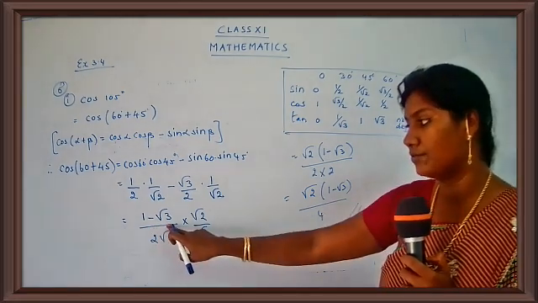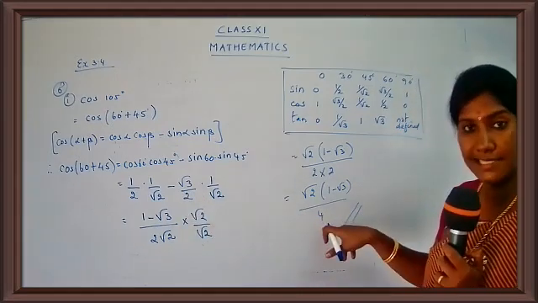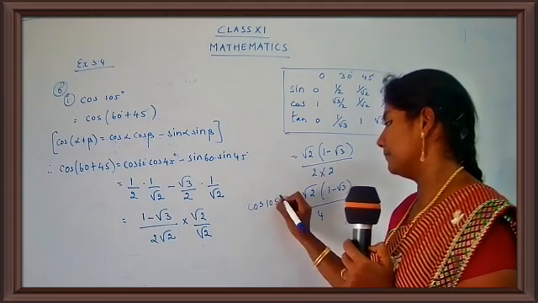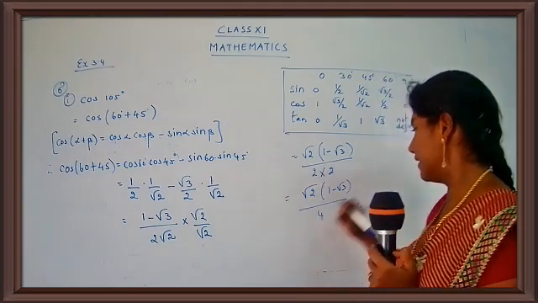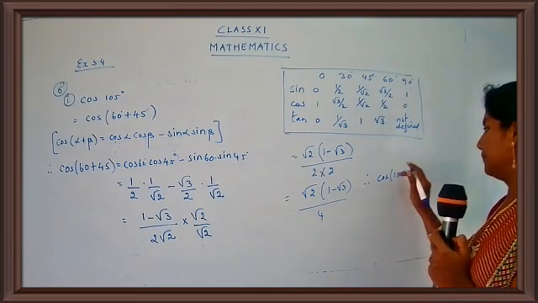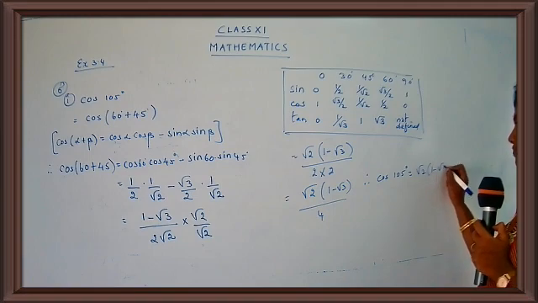That is 1 minus root 3 upon 2 root 2. Or we can just rationalize it and we can get the answer. This is cos of 105 degrees. So just write down the step and the final step. Therefore, cos of 105 degrees is equal to root 2, 1 minus root 3 upon 4.